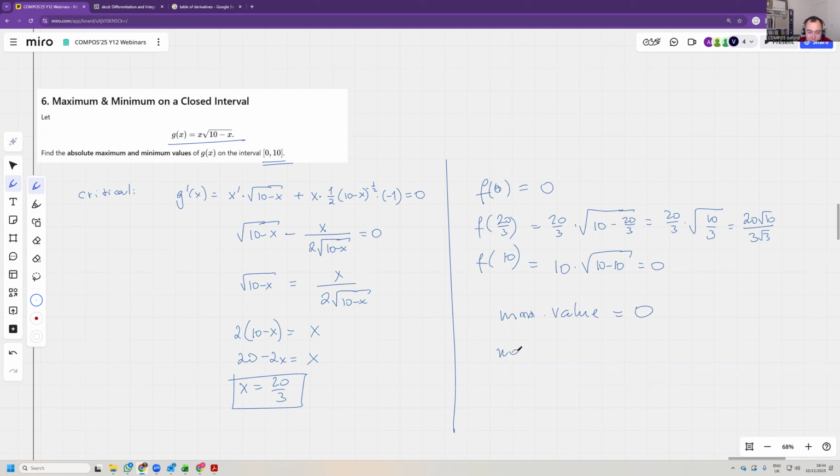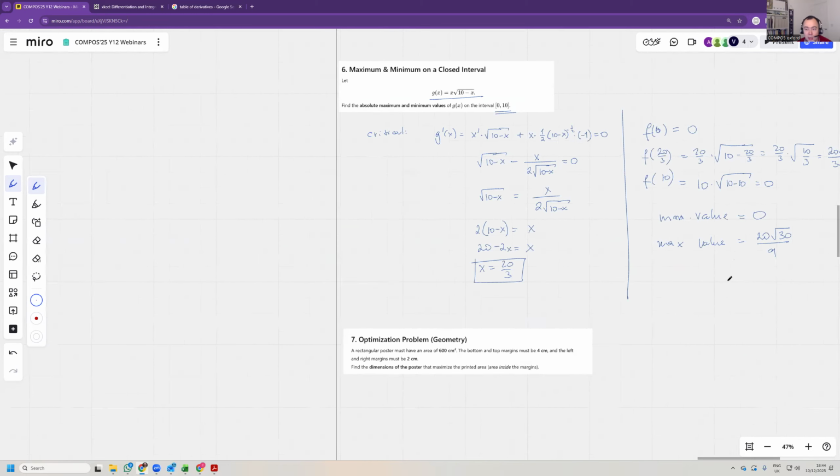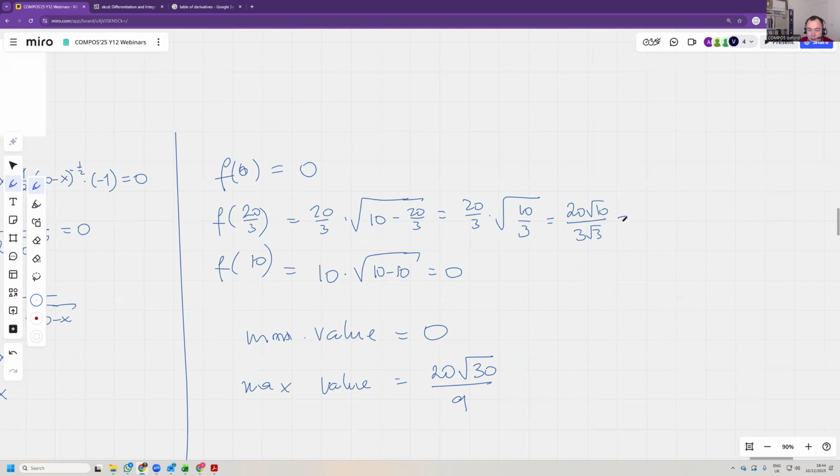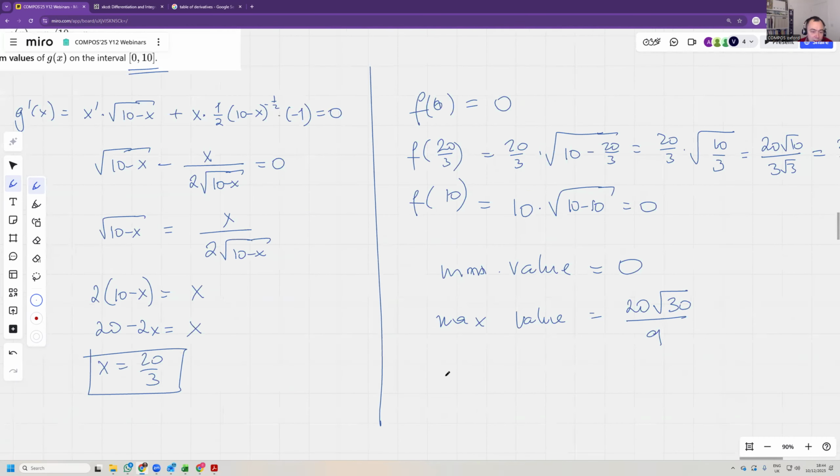Okay, that min value is 0. Max value is 20 root 30 over 9, I can just simplify it. That's about 12.17. Yeah, I can multiply top and bottom by root 3. So that's 20 root 30 over 9. Okay.